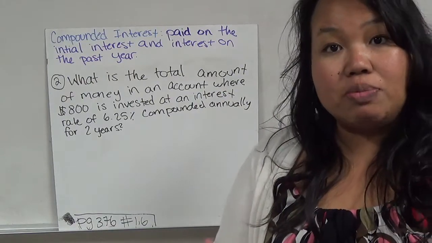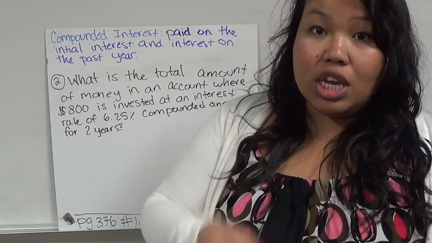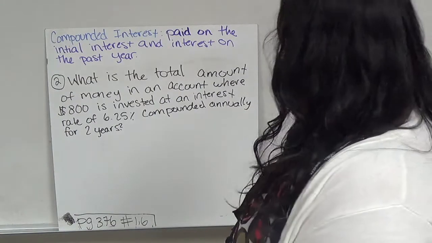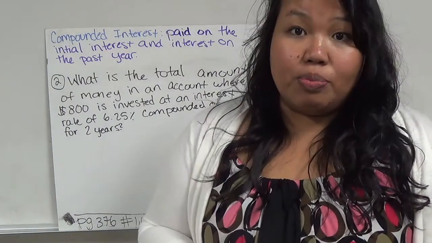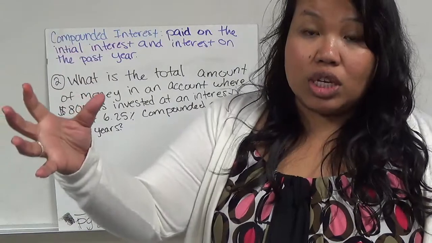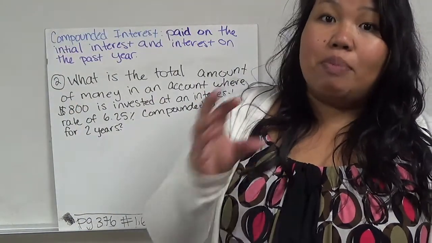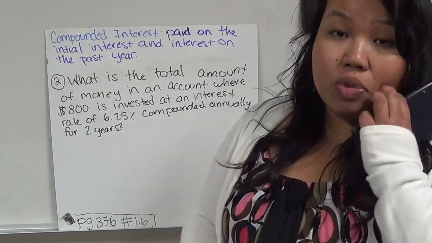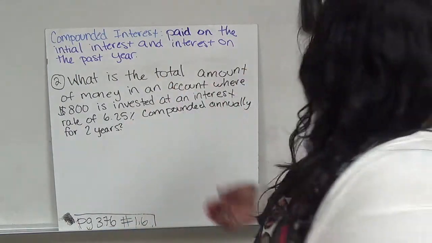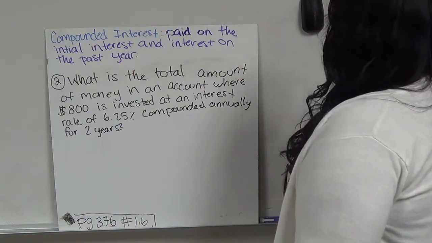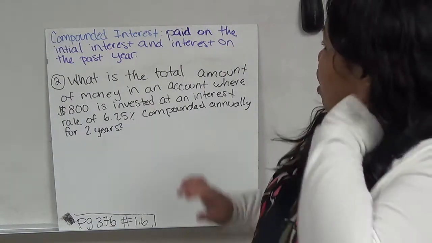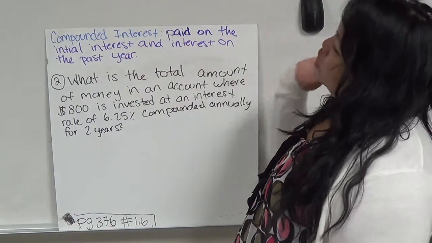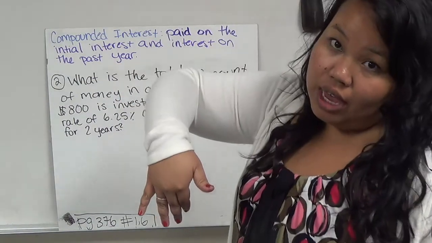Compound interest means that every year, they're not going to take out the percentage from your original amount. They're going to take out the percentage from your original plus interest. So every year, the interest gets higher because your principal will get higher. So what that means is we're going to pay the initial interest and then interest on the past year, okay?